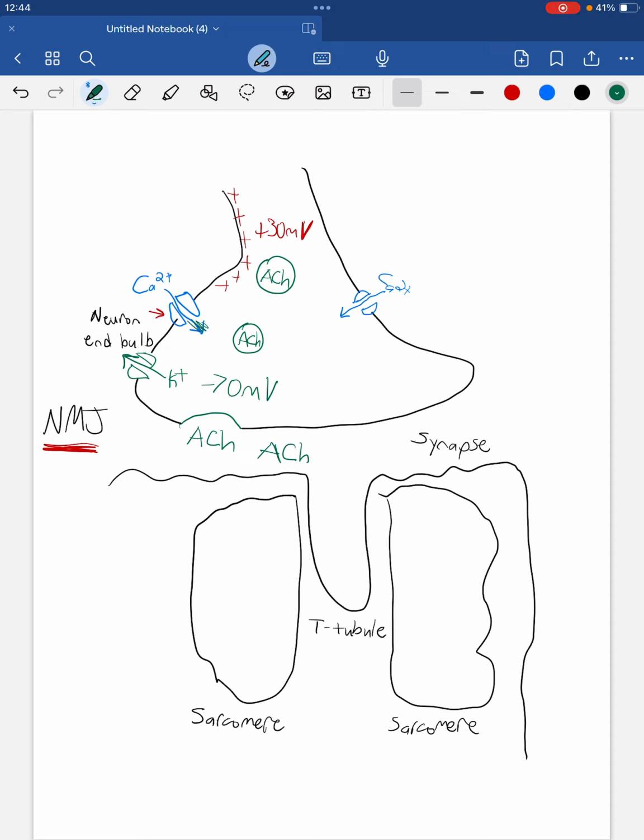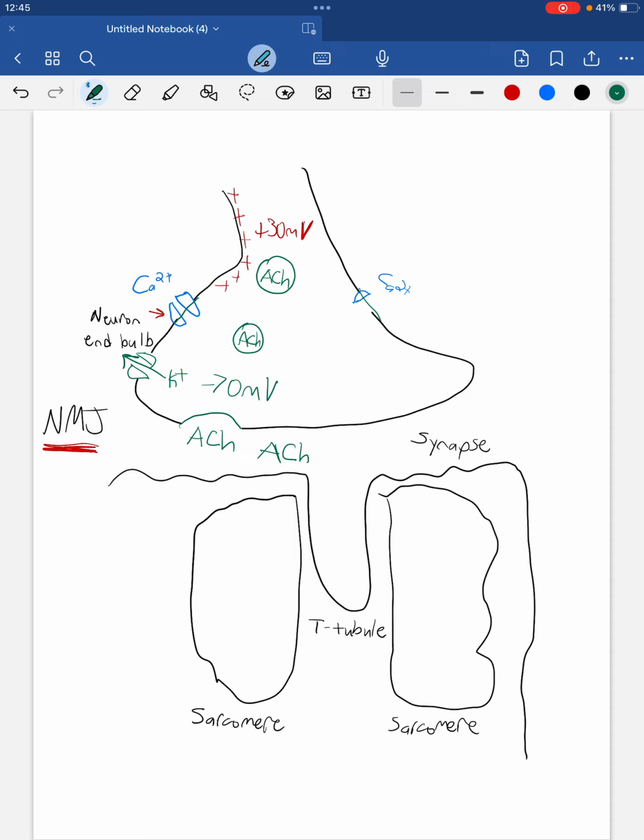No more calcium is coming in here, so now this area is closed again. This is just to show you what's happening so that this doesn't keep happening, so we don't just continuously let acetylcholine out. So, now back here, acetylcholine is released to the synapse.